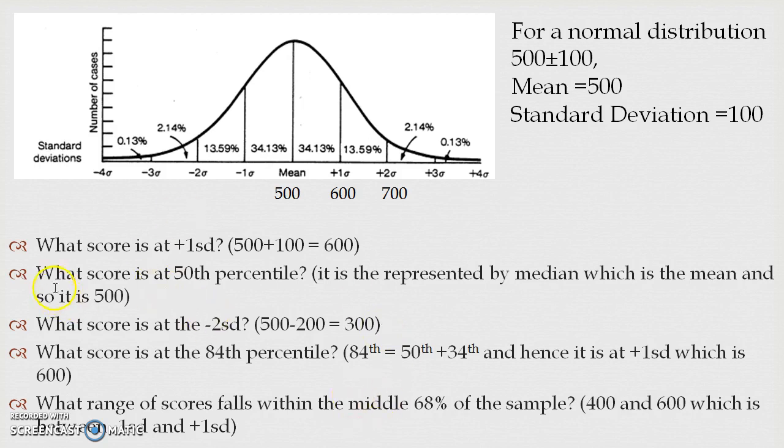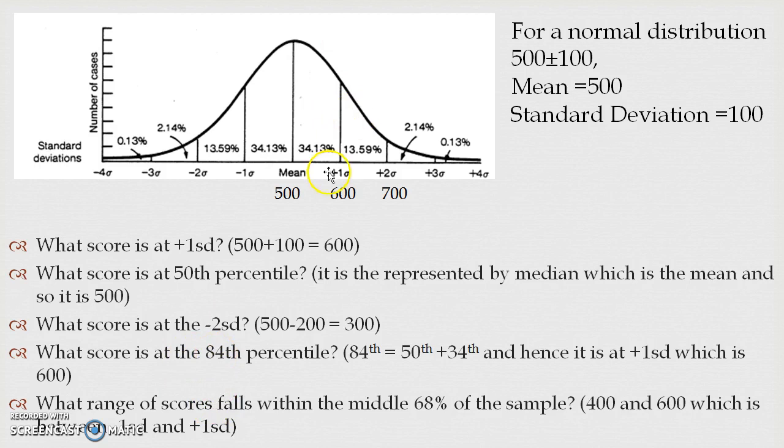Now, another thing, what is the score at the 50th percentile? Remember, in a normal distribution, your mean, median, and mode are at the same point. So the 50th percentile is basically where your mean falls in. So that is 500. What is my 84th percentile?